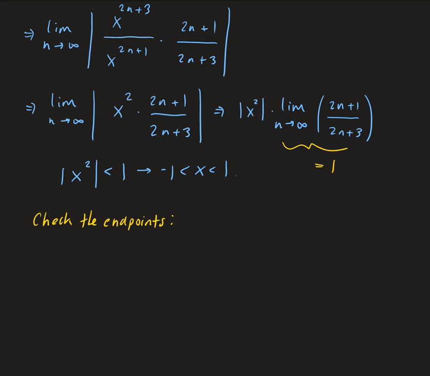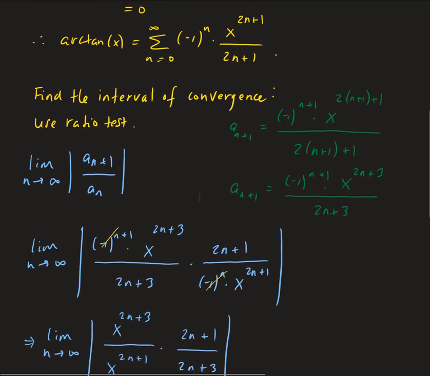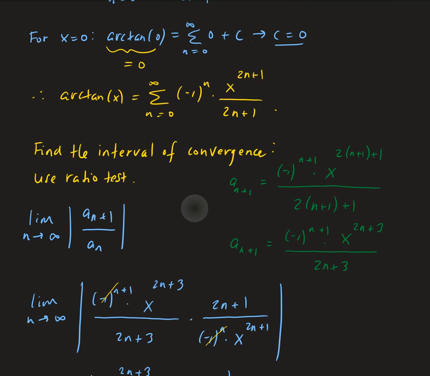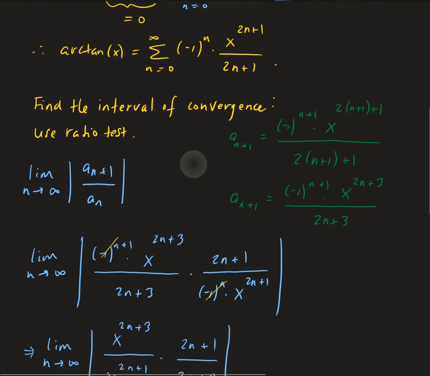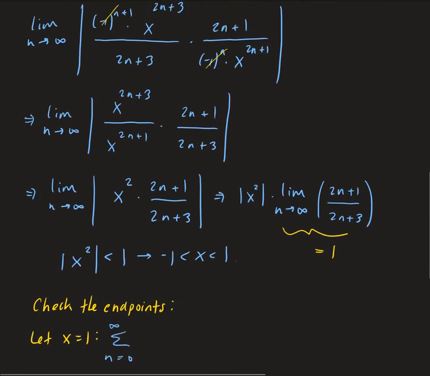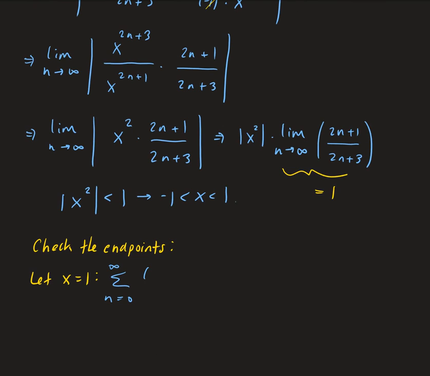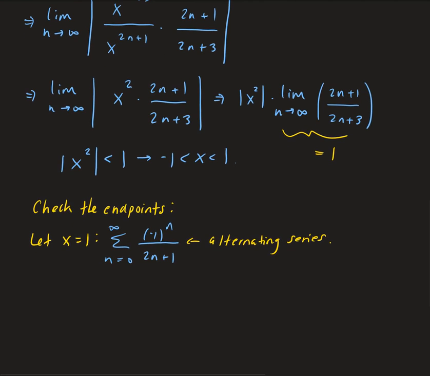All right, so let x be equal to 1. For that series, we plug 1 back into our series. We get 1 to the 2n plus 1, so that's going to give us 1. So we're going to have 1 over 2n plus 1, times negative 1 to the n. So we have negative 1 to the n divided by 2n plus 1. So this is an alternating series, which means we can use the alternating series test.